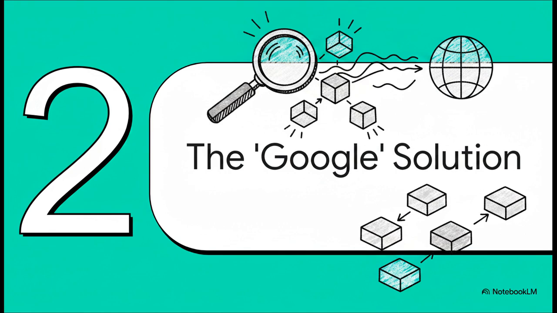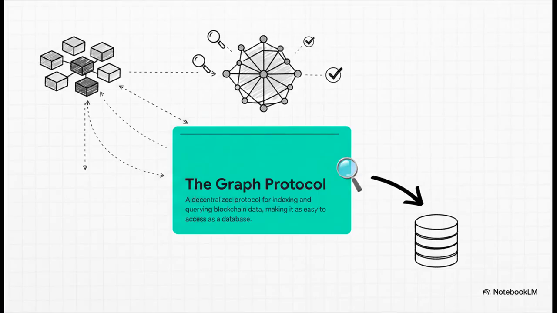So let's get into the solution, the Google for blockchains. So what is it exactly? Well, the graph protocol is a decentralized way to index and then query data from blockchains. The key takeaway here is that it lets developers get at all that messy, complicated data just as easily as they would from a regular old database.